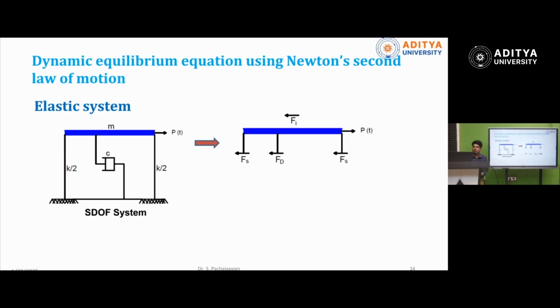P is the external force and Fs is the spring force, which is nothing but coming from the columns, and then Fd is the damping force. So this is the equation of motion, which is nothing but m u double dot plus c u dot plus k u is equal to P of t. So the equation of motion comprises four components. One is m u double dot, the inertia force, c u dot is the damping force, and k u is the spring force or stiffness force. And P of t is the externally applied force.